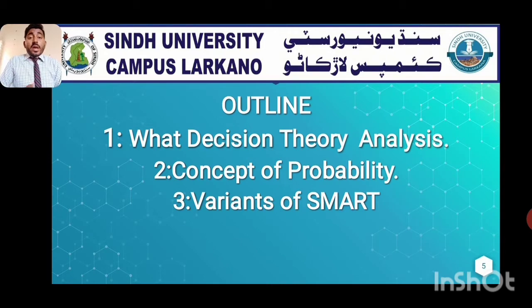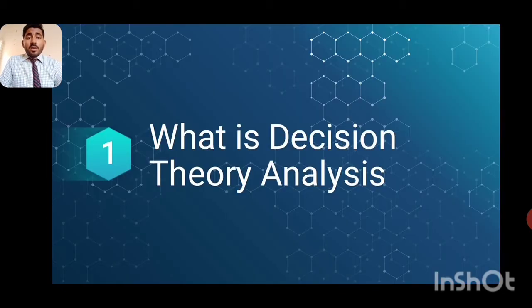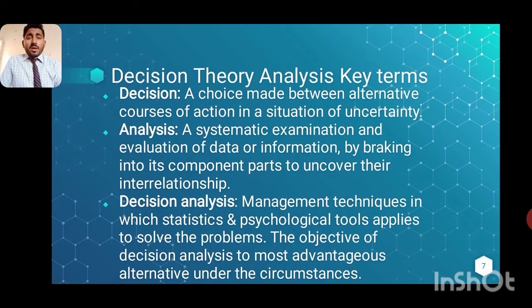Today's subject outline: first, what is decision theory analysis; second, the concept of probability; third, a variant of SMART. Number first, what is decision theory analysis? Key terms. Decision: a choice made between alternative courses of action, in an association of uncertainty.